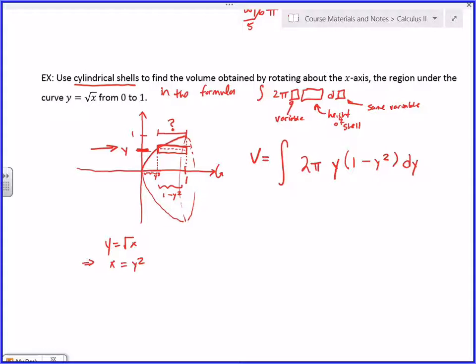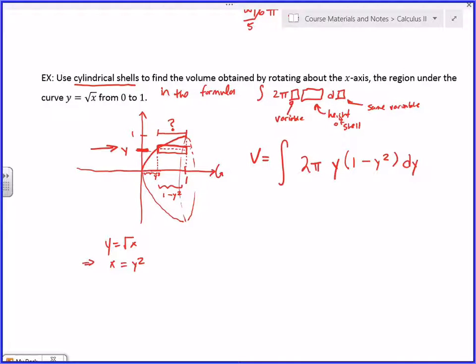Which happened to be this area right here, rotated around to make that bowl-looking shape. Okay? On the other hand, I could have asked a completely different question with the same curve. I could have said, what is the volume that you get when you rotate about still the x-axis for x equals y squared, the area to the left of that curve? What if I had said, let's take this area and revolve it around the x-axis.